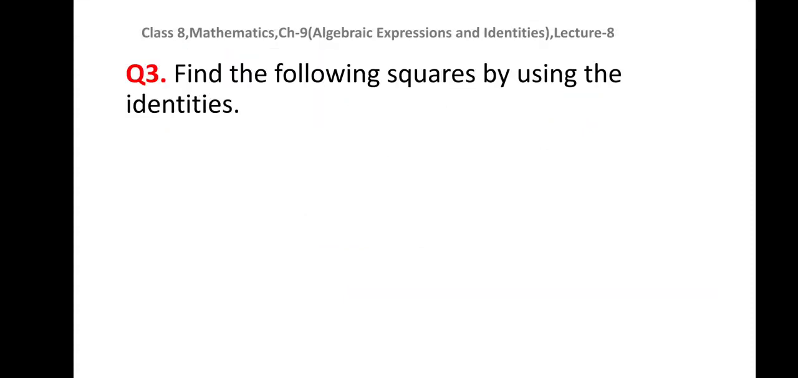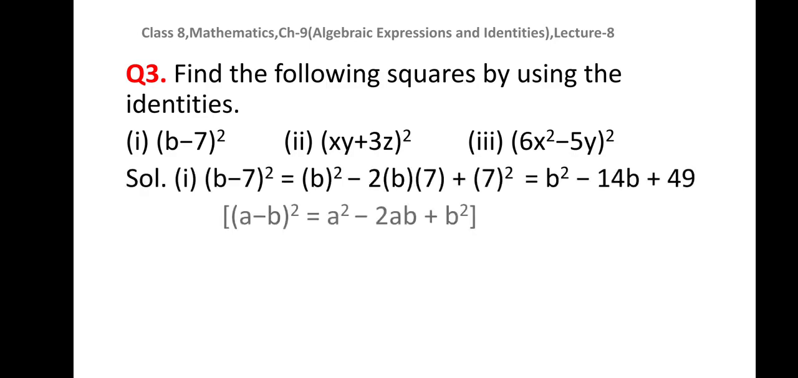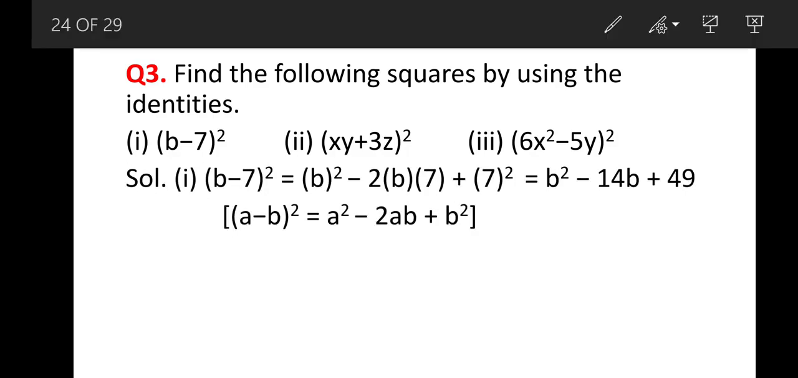Question number 3 is, find the following squares by using the identities. We are supposed to use the identities; in these 3 parts I am solving, and the rest of the parts you are supposed to solve yourself. So let us see part 1. These are very simple. You are supposed to use the identities.